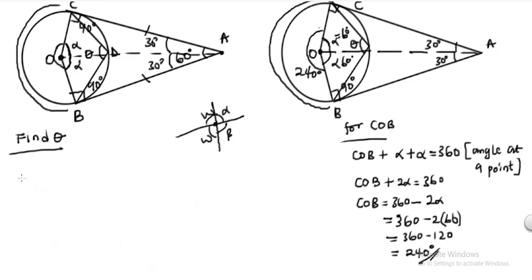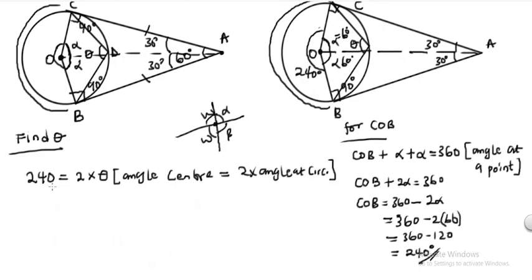So this simply means that 240 degrees here is equal to 2 times theta. The reason for this is angle at center is equal to 2 times angle at circumference. This simply means that 240 is equal to 2 theta.